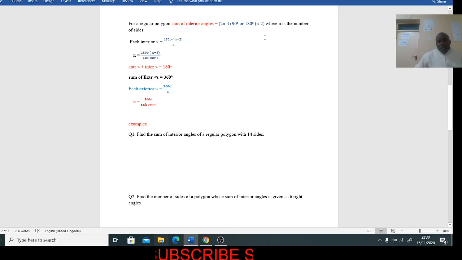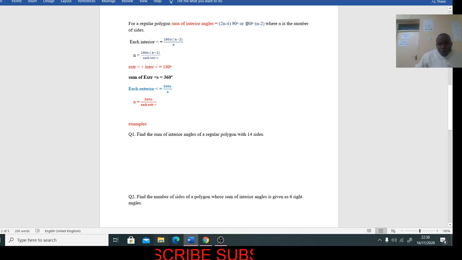There is a formula for a regular polygon: the sum of interior angles is (2n minus 4) times 90 degrees. Or somebody can easily say it is 180 degrees times (n minus 2), because if you open this bracket, 90 times 2 is 180 degrees minus 360 degrees, which simplifies to 180 degrees into bracket n minus 2, where n is the number of sides.